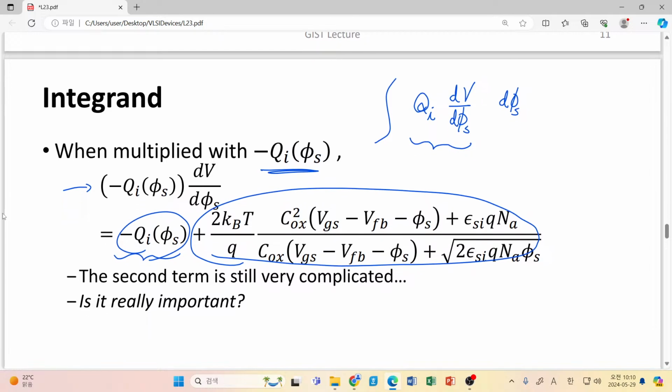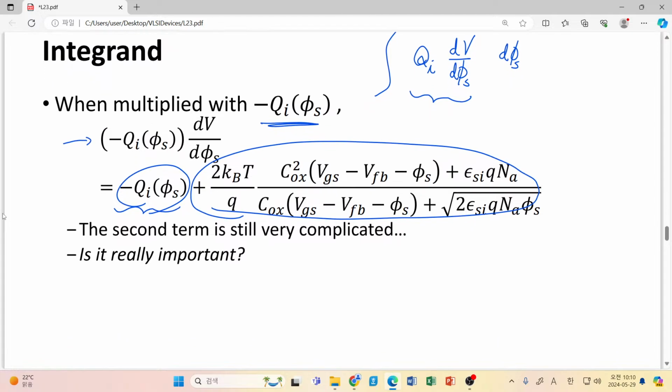Still, it looks quite complicated, and our question is, is it really important? So how about completely neglecting it? Well, if we just neglect it, then our life becomes happy, and of course our result becomes quite inaccurate.